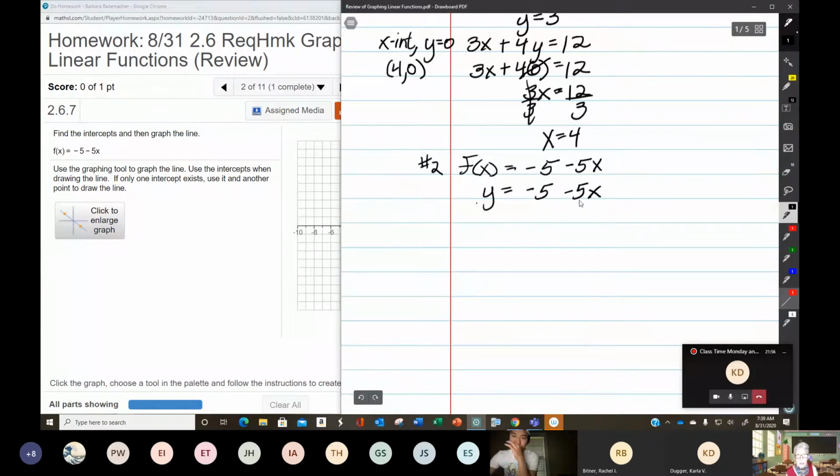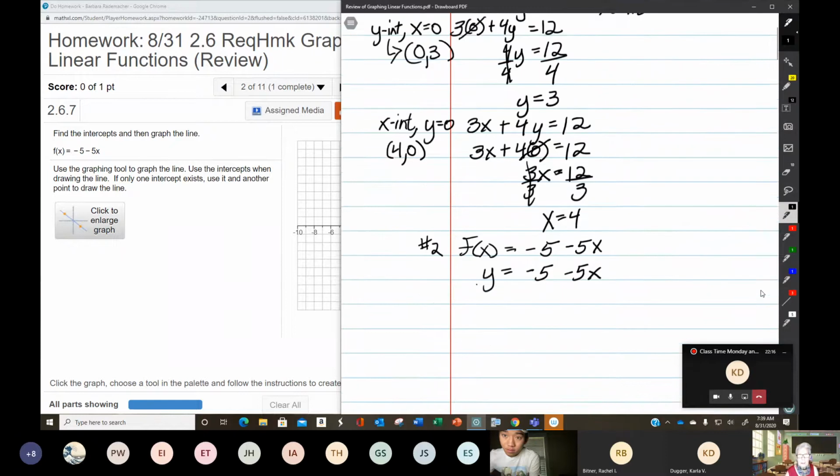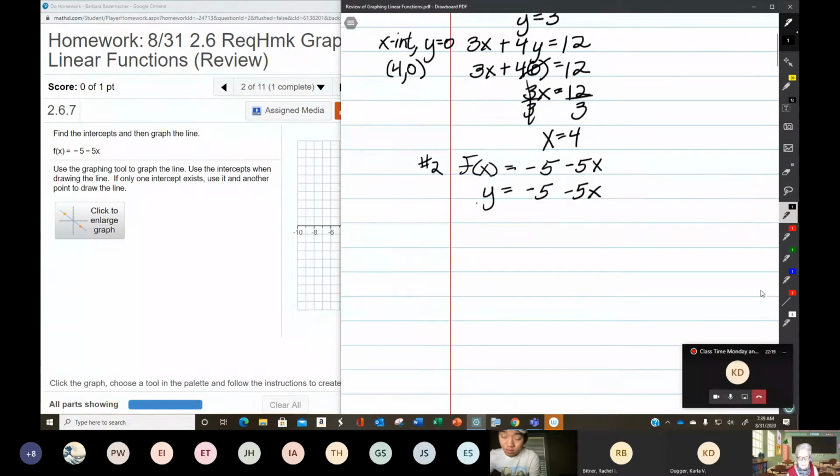And now we do exactly what we did before. To find the x-intercept, I let y equal 0. To find the y-intercept, I let x equal 0. So to find the x-intercept, I'm going to let y equal 0. What did I do first? I want to do the same steps over and over. The first thing I did was let y equal 0. That'll give me the x-intercept.